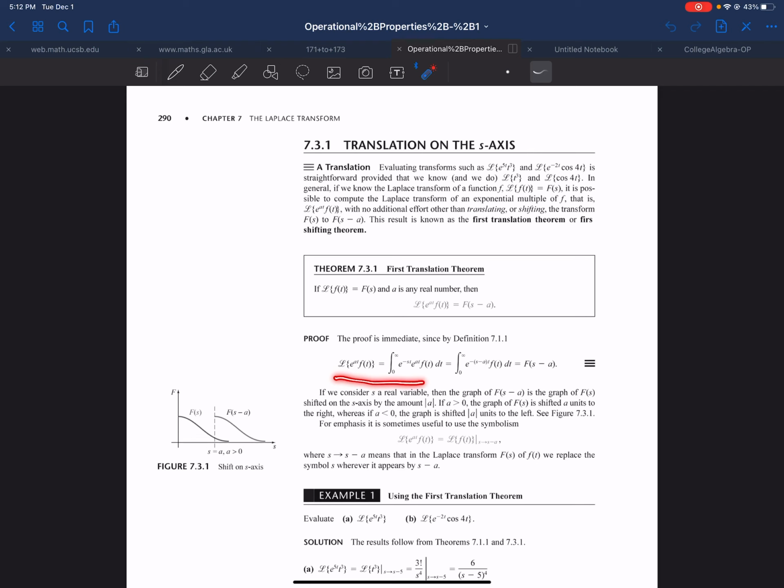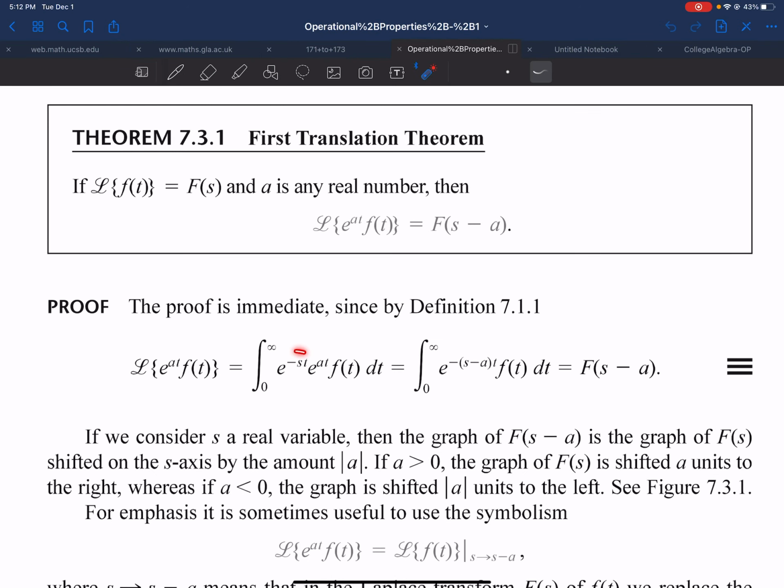So here is the definition of the Laplace transform. We integrate from 0 to infinity, e to the negative st, and then whatever f of t is. But this time, f of t is e to the at times f of t. So that's right in there. And then all we're doing here is using properties of exponents. We have the same base. I've got a t that I can pull out, and if I do that, I get this right here. But I need a negative there.